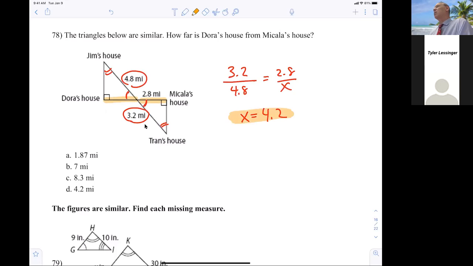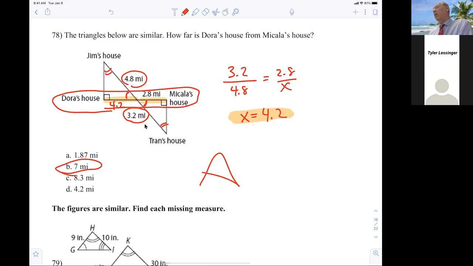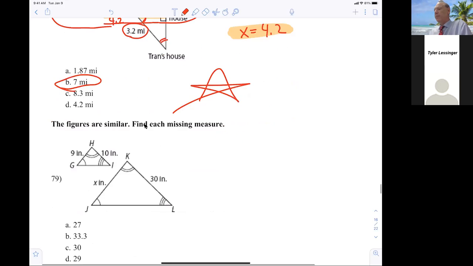But that's not the answer to the question, right? This was 4.2. The question is, what's the distance from Michaela's to Dora's? That would be 7 because you have to add them together. This is the one that everybody makes a mistake on the test because they just write 4.2 and don't answer the question. So I'm giving you a hint. Make sure you review that. KK, do you understand what I just said? Yeah. All right.